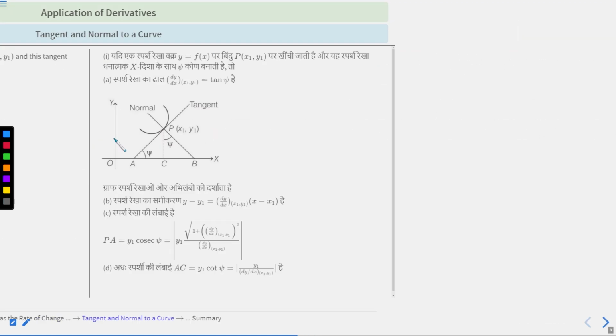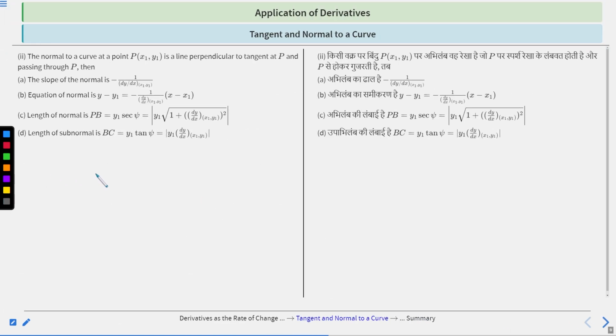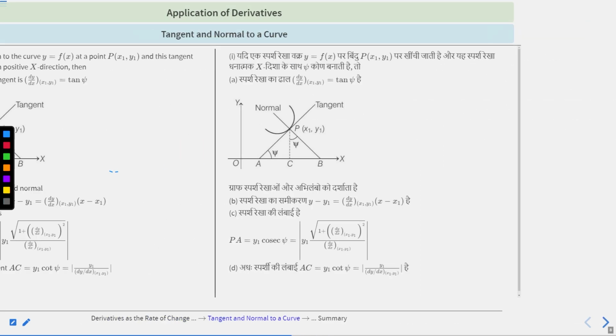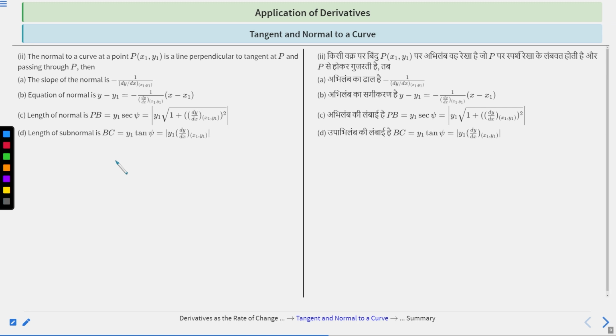Now, since the normal is PB, the subnormal will be the component of the normal on the x-axis, right? So the length of the subnormal will be BC. Clear? So the length of the subnormal BC is equal to y1 tan psi, which is equal to y1 times dy by dx at (x1, y1). Clear? So these things you have to remember.